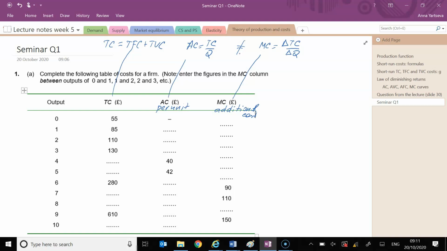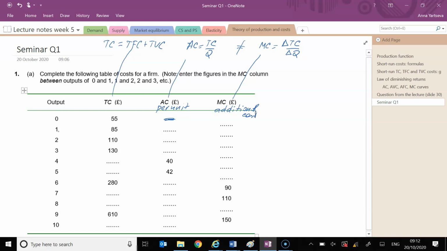Basically, the exercise is very simple, and I will explain each and every step. So, first of all, when output is equal to 0, total cost is 55. What is the average cost per unit? Nothing. We cannot calculate it because we cannot divide by 0. To calculate this number, we would have to divide total cost by output. 55 divided by 0 cannot be calculated. That's why we skip this one and proceed to the next step.